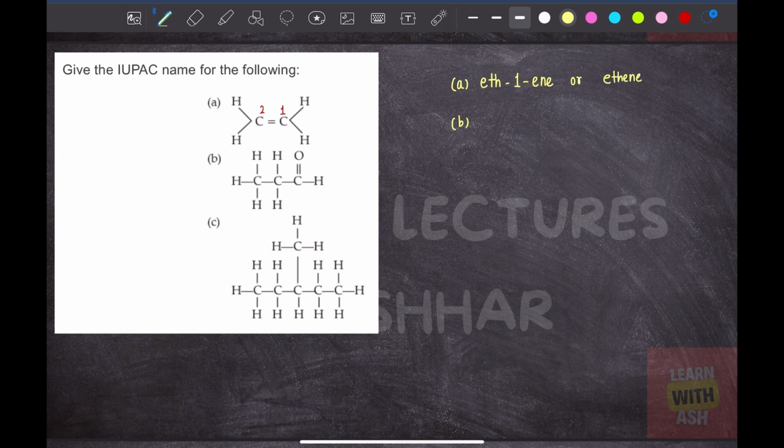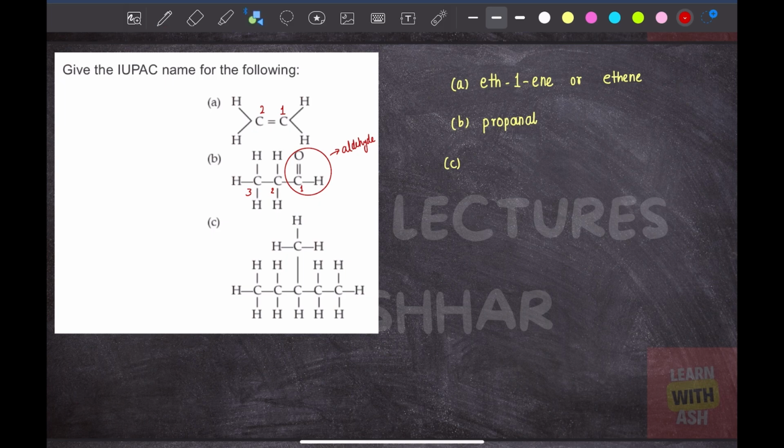Moving on to the second one, again a functional group question. This thing is an aldehyde. So from previous year questions, we can say there is much more weightage of the aldehyde functional group coming into your question paper than any other functional group. So this will be 1, this will be 2, this will be 3. So what does 3 stand for? The root word is prop. So propan, and for aldehyde it is al. So it is propanal.